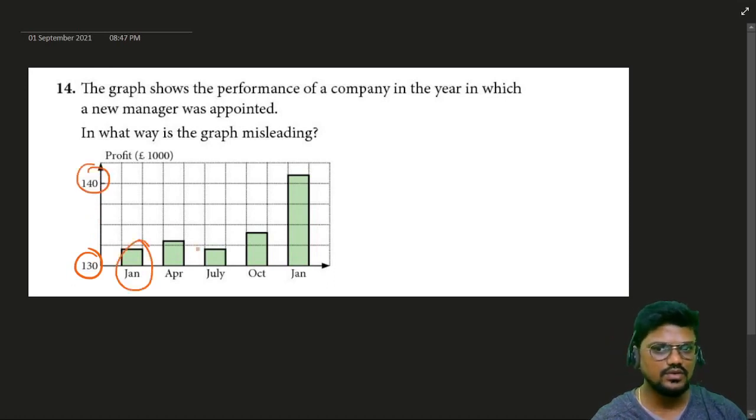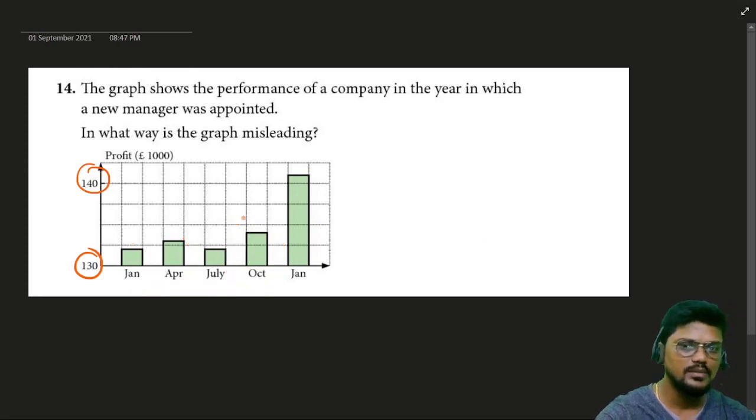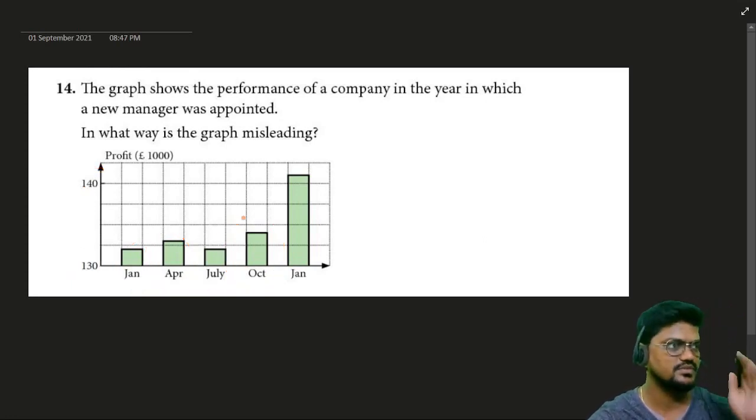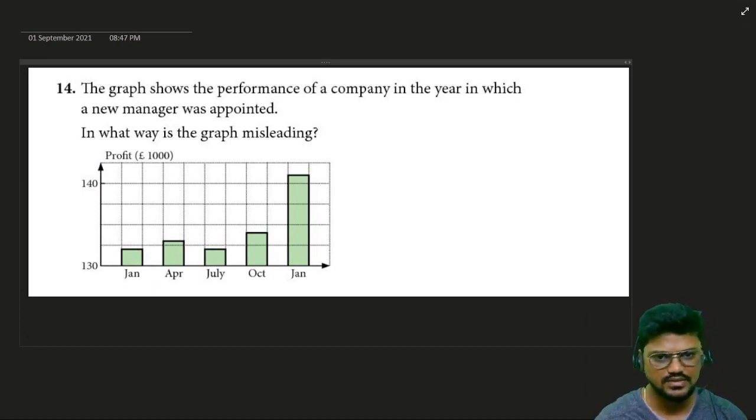On the x-axis we are representing an object, no? So it is nothing like we have to start from 0 or anything. But on the y-axis it should start from 0 because there is some count on the y-axis. That's why. Next.